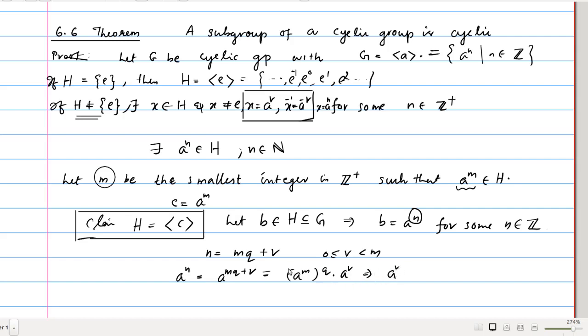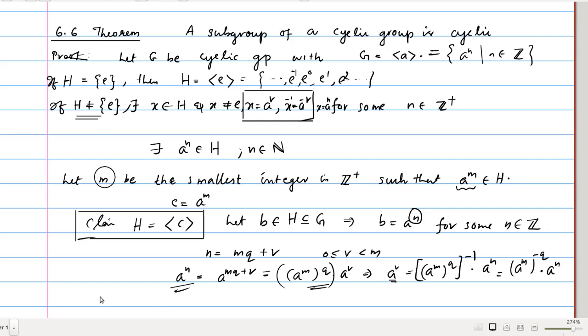By operating the inverse of this quantity on both sides, you can get a raised to r is equal to a raised to m, whole raised to q, inverse, into a raised to n. When you apply the inverse on both sides, the left side becomes the identity element times a raised to r, which is a raised to r, and the right side is this times a raised to n. We can write a raised to m whole raised to q whole raised to minus 1 as a raised to m to the power minus q, into a raised to n.